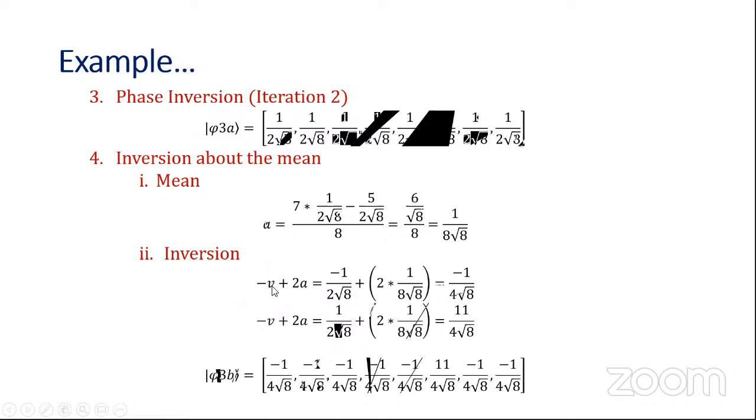Now again we apply the inversion about mean operator. That is basically minus v plus 2a, where v is the amplitude of the state. For the non-desired states, we put the value 1 by 2 root 8 and get this amplitude. For the desired state, it will be 11 by 4. Earlier it was 5 by 2, and now it has increased to 11 by 4. This is much more than the other states. Let's see how much it is.